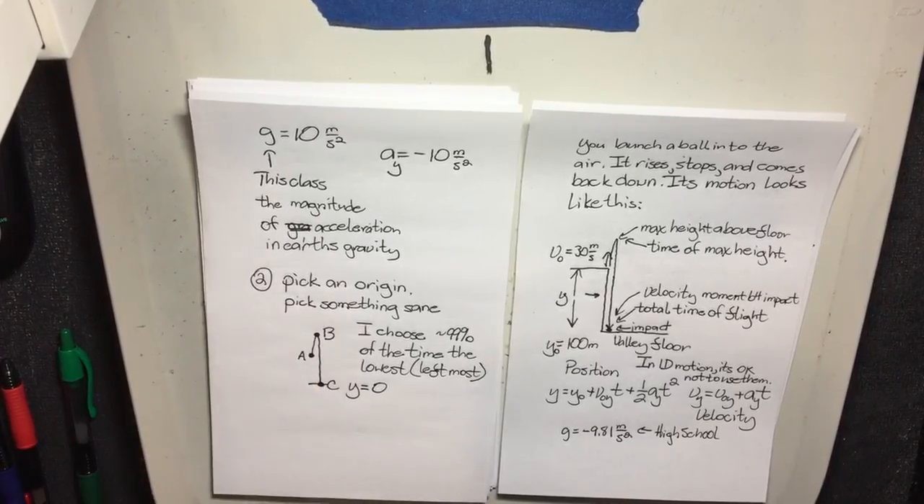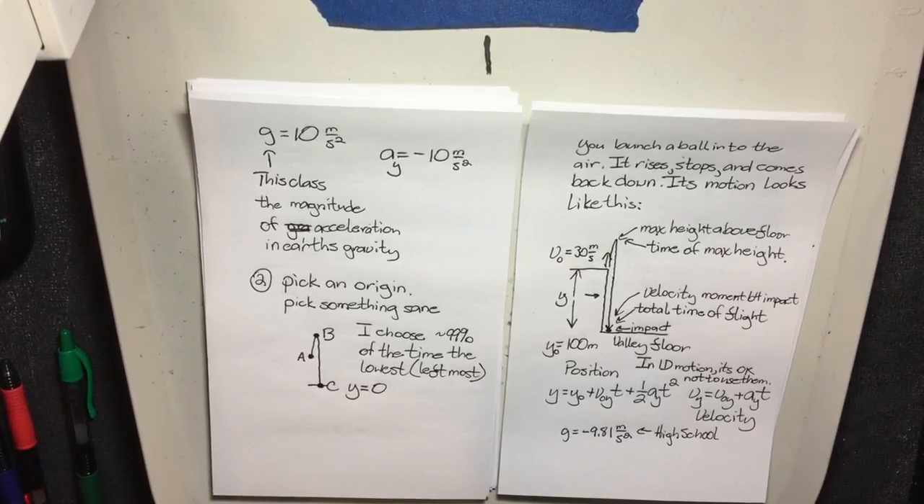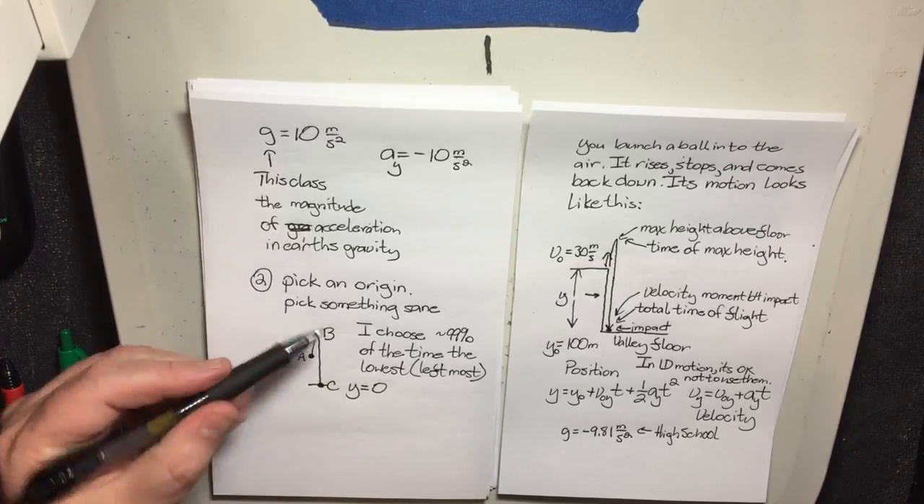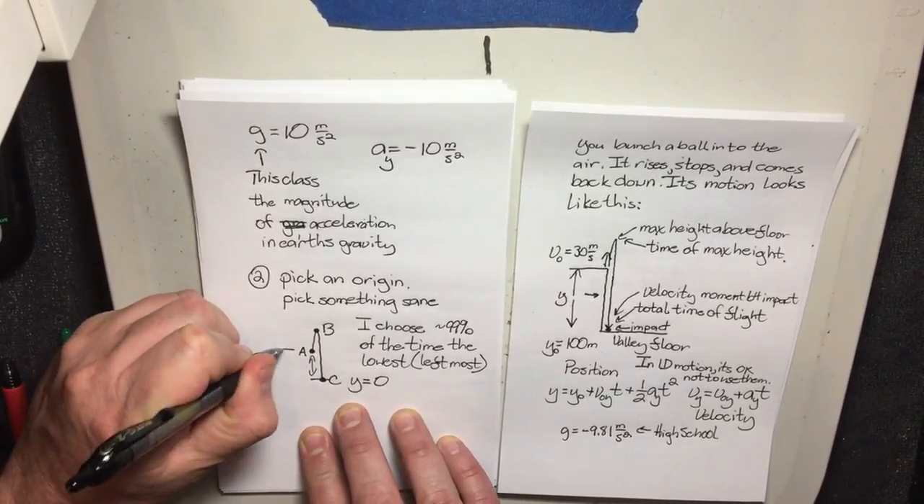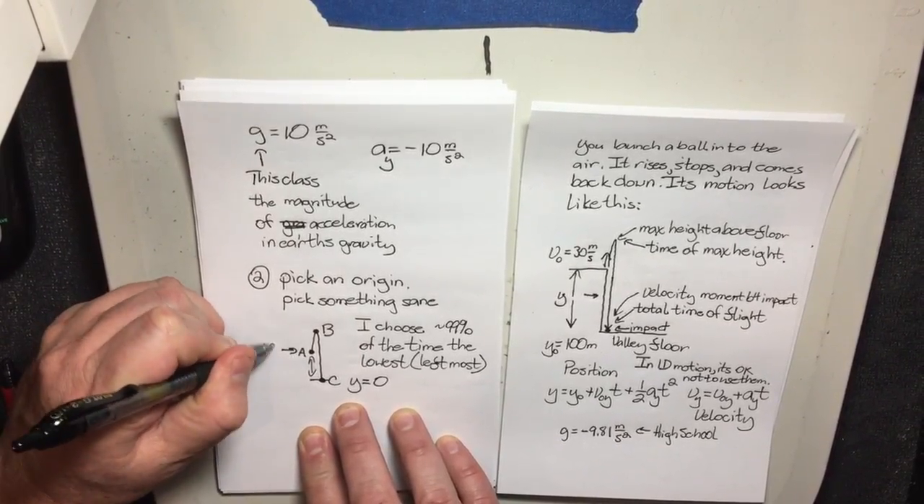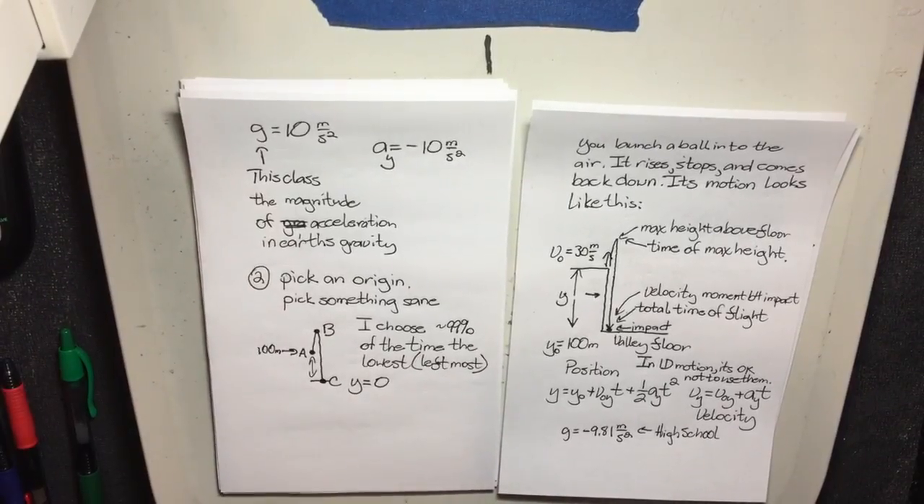So if the coordinate at C is 0, question to the class, what's the coordinate of A? What is the Y coordinate at A? 100. Because if that's 0 and that gap is 100, then that coordinate is 100 meters. That is a known coordinate.